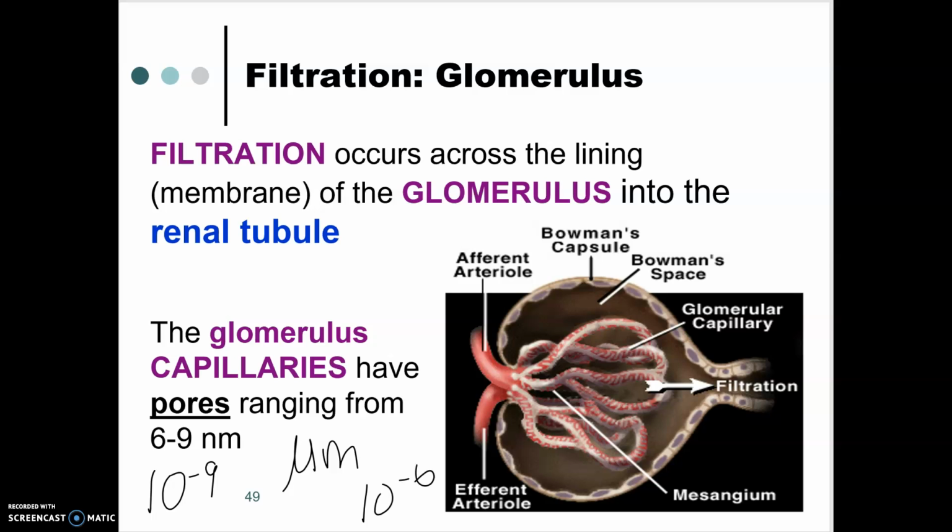So the stuff that's going to be collected are going to be very tiny things that we remove and filter out from the blood. Now, once the blood is filtered, the stuff that gets filtered out from the blood collects in the Bowman's capsule inside here, and then it leaves the Bowman's capsule to go into the proximal convoluted tubule, and we refer to that fluid then as the filtrate.